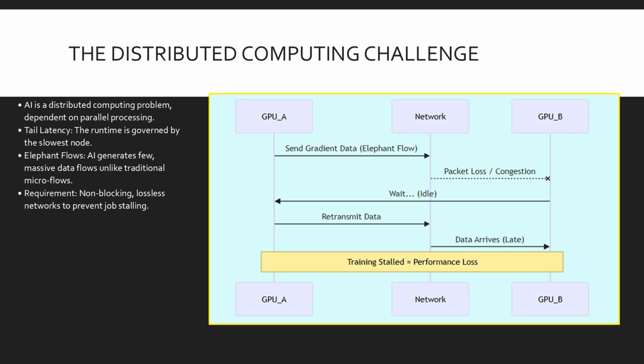This diagram illustrates the impact of network issues. GPU A sends a massive elephant flow of gradient data through the network to GPU B. Notice the cross mark on the network line. This represents congestion or packet loss. Consequently, GPU B enters a wait state, sitting idle while it anticipates data. GPU A must then retransmit, causing the data to arrive late. The note at the bottom highlights the result. Training stalled. This visualizes exactly why a robust architecture must eliminate these drops to maintain continuous computation.